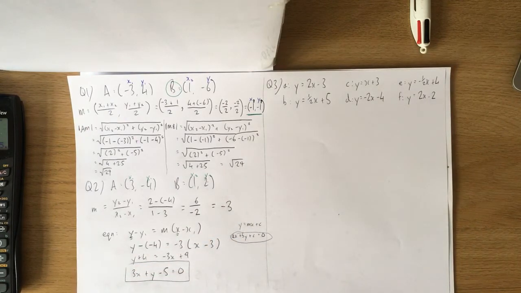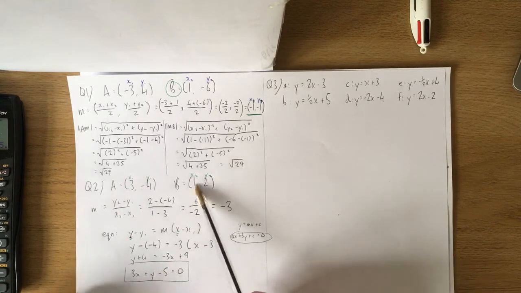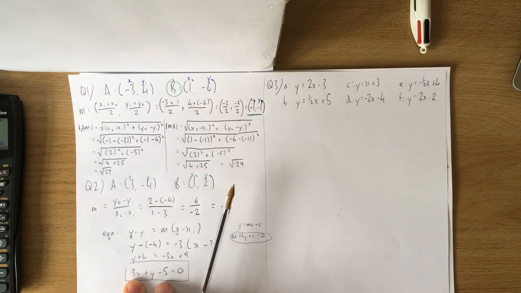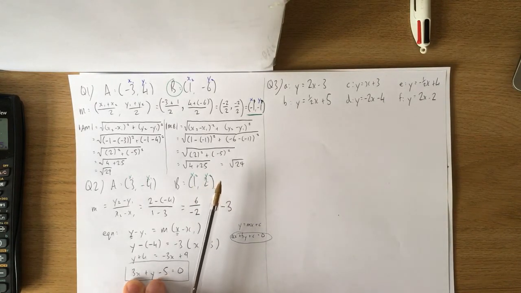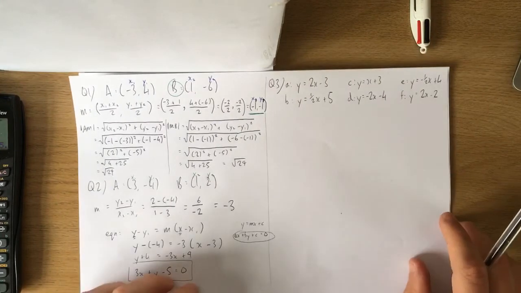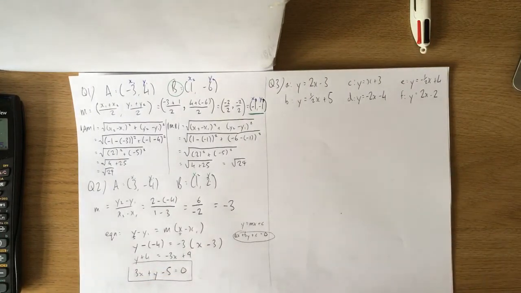If you sub the other point in, 1, 2, it should give you a true statement, which is one way you could check your answer there. So if I sub 1, 2 in here, 1 is the x coordinate, 2 is the y coordinate, 3 times 1 is 3, plus 2 is 5, minus 5 is equal to 0, so that works. All right, over then to question 3.